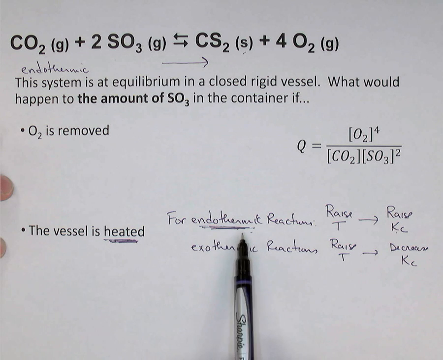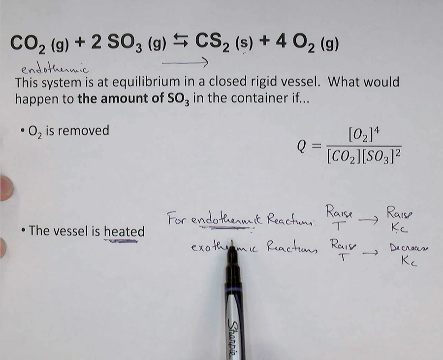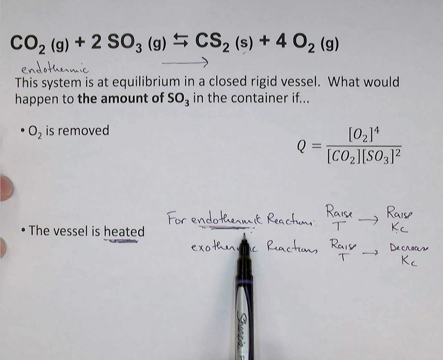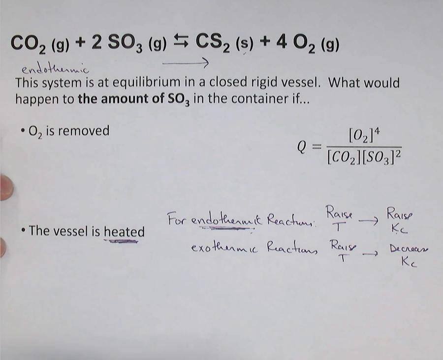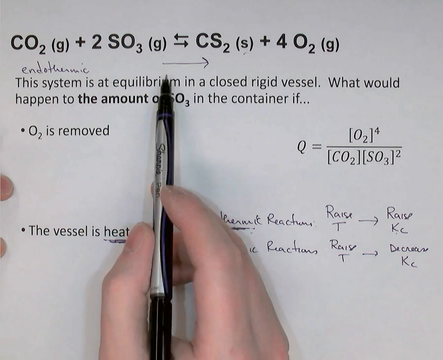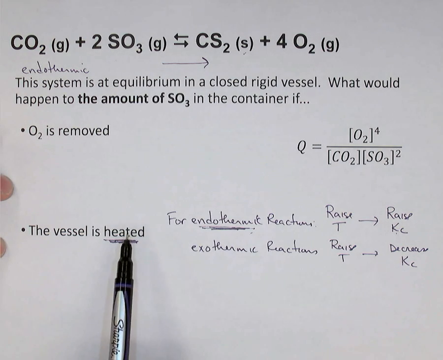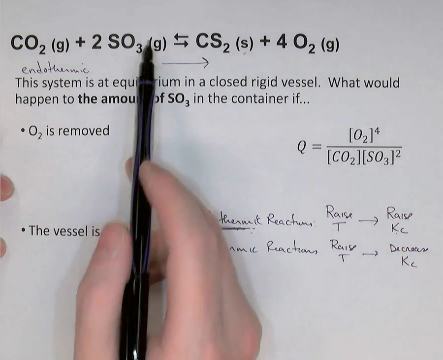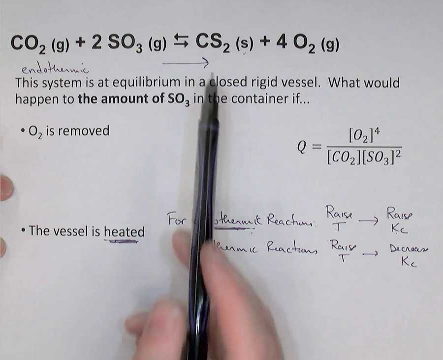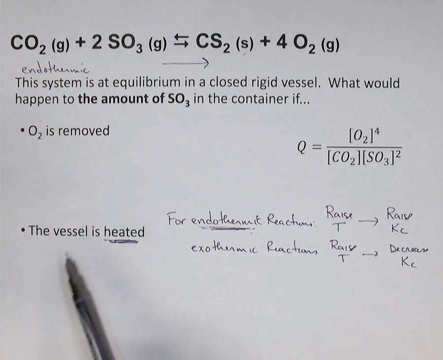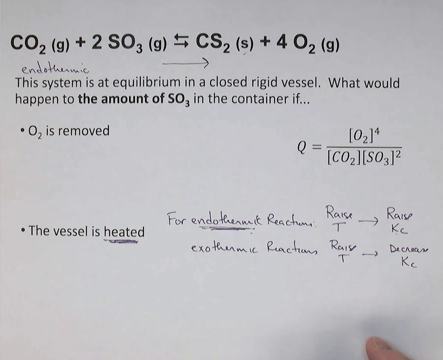If we had cooled the system instead, then the endothermic direction slows down more than the exothermic direction. And so the forward rate would have slowed down more than the reverse rate. And now the reverse rate's larger than the forward rate, there'll be a reverse shift in equilibrium.